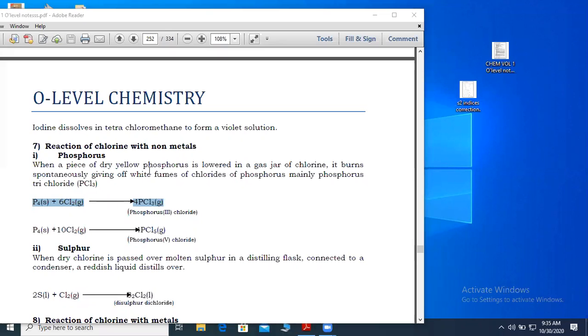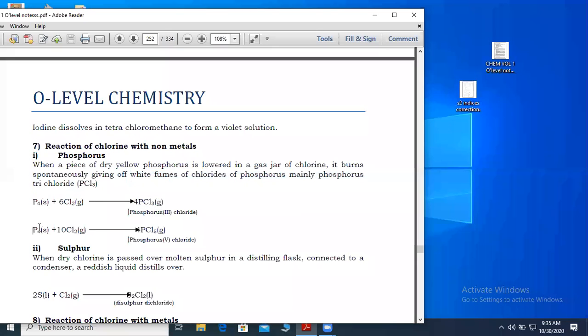When a piece of dry phosphorus is lowered in a gas jar of chlorine, it burns spontaneously, giving off white fumes of chlorides. Mainly, the chlorides are phosphorus trichloride and phosphorus pentachloride. So two reactions take place. The first reaction is phosphorus plus chlorine forming phosphorus trichloride. And that is the first one.